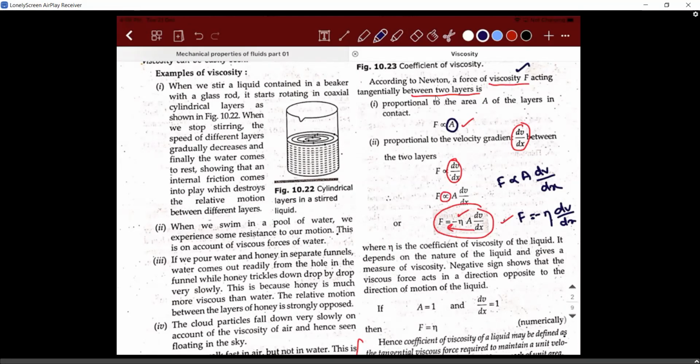It is proportional to the area of the layers in contact. So F is directly proportional to A, and it is also directly proportional to what? The velocity gradient, that is dV by dx. Please write it down.